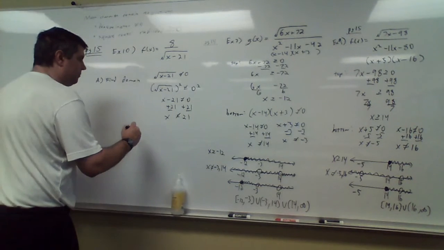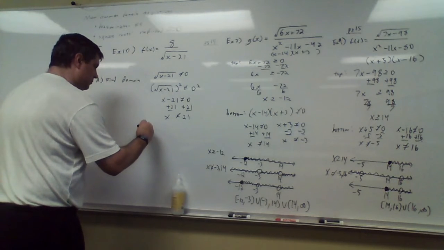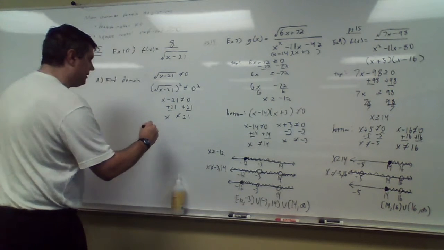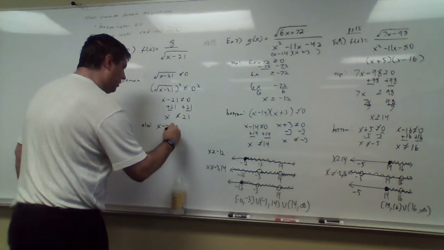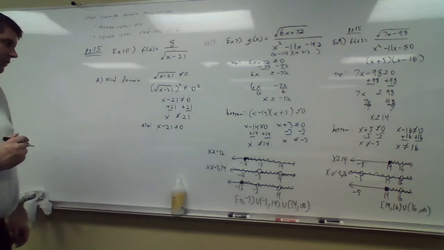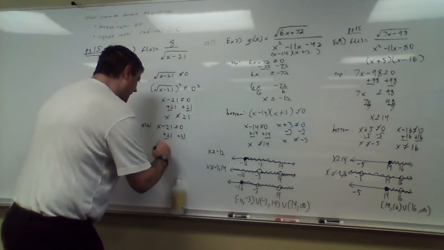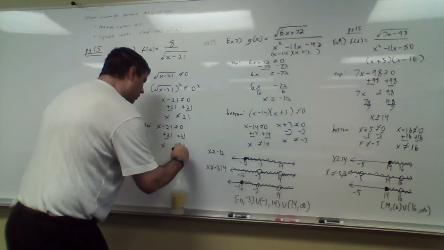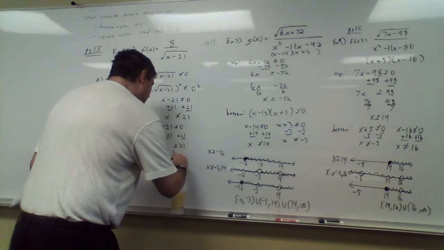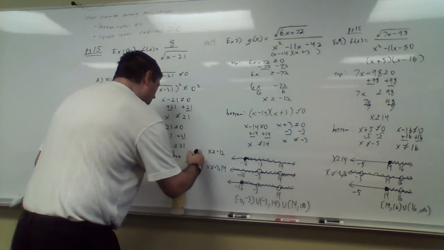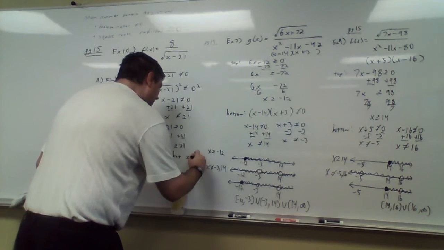Also, the radicand has to be greater than or equal to 0. So x minus 21 has to be greater than or equal to 0. Add 21: x has to be greater than or equal to 21. But x cannot equal 21. We saw that before.